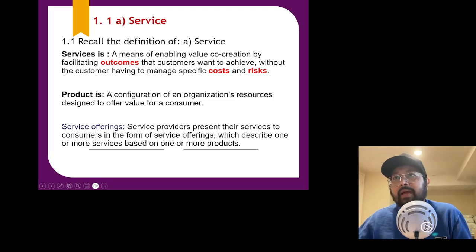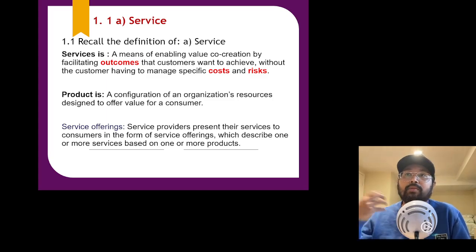Let's move to the next slide. So topic number 1.1 is service. So what is service? Service: a means of enabling value co-creation by facilitating outcomes that customer want to achieve without the customer having to manage specific costs and risk. So basically service is a type of facilitating outcomes that is created by value co-creation, and customer don't want to take any specific cost or risk to achieve those outcomes. That is defined as a service.